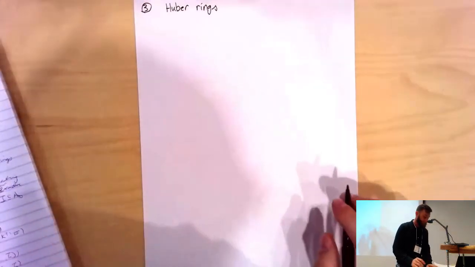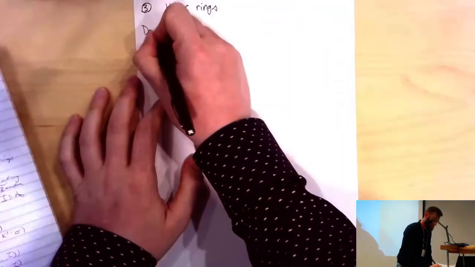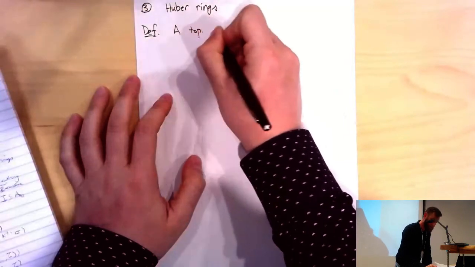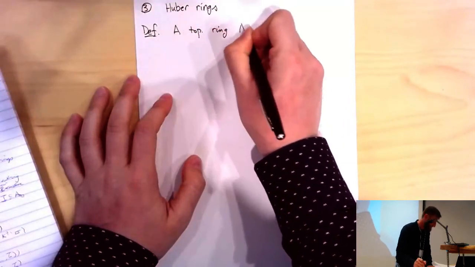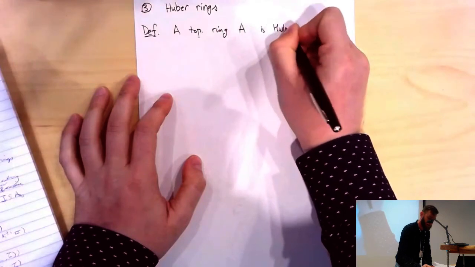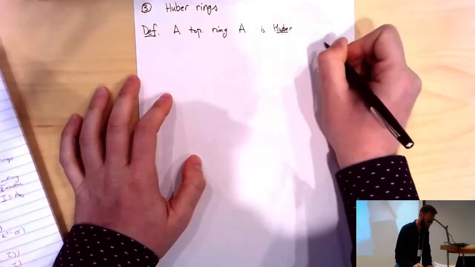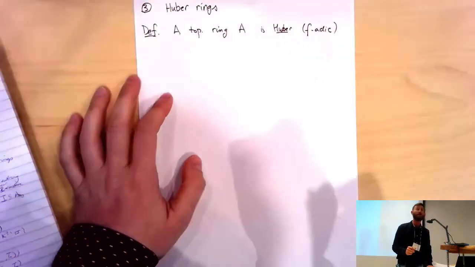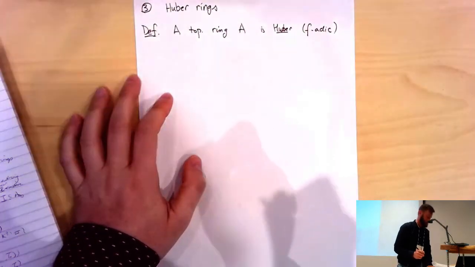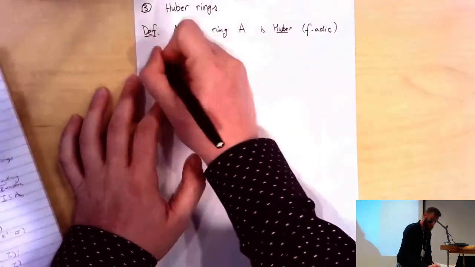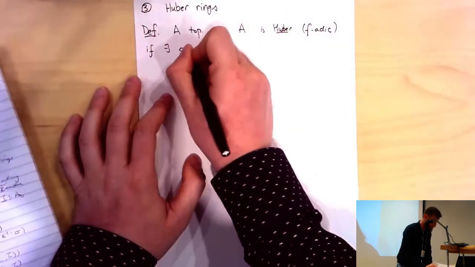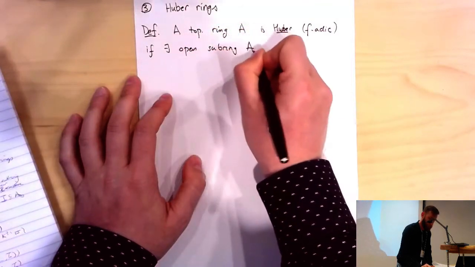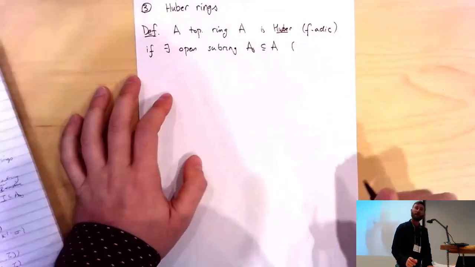So, here we go, definition. Well, they're topological rings. A topological ring A is called Huber, and I should say an alternate term that Huber himself used was f-adic, where f, I think, stands for finite. Is that right? If there exists an open subring A_0, the subring is called a ring of definition.